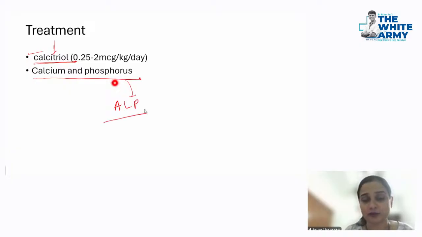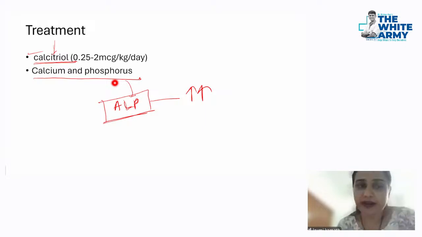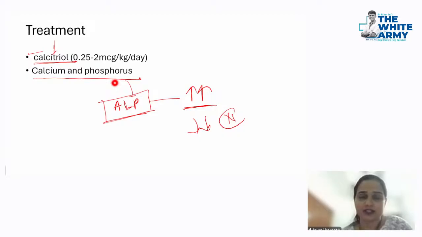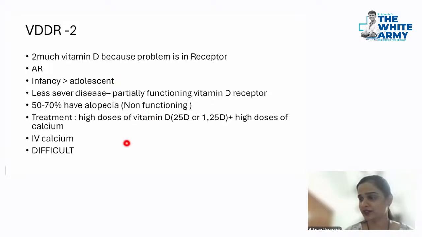So if ALP gets normalized, now alkaline phosphatase is released from osteoclast, from the bone breakdown. So alkaline phosphatase, which is generally high in rickets, is high because the body tries to make serum calcium normal by causing breakdown of the bone calcium. So the moment you start treatment, your ALP starts reducing or it becomes normal. So that is the best way you can monitor this vitamin D dependent rickets. Okay. So next, coming to vitamin D dependent rickets type 2.